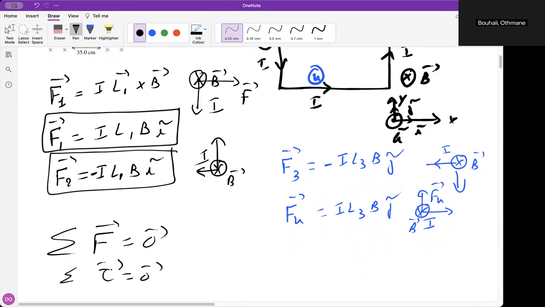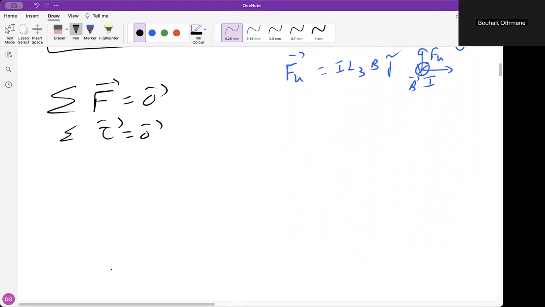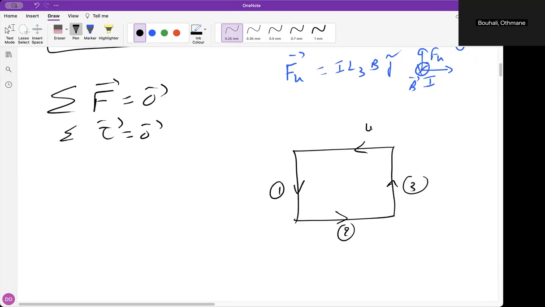Okay. Now, let's assume another case where we have the same circuit, with I here. This is side 1, side 2, side 3, and side 4. And for example, let's assume I have the magnetic field going to the right. So this is the current. Now you can see that for F2 and F4, those are equal to 0. The forces are equal to 0 because the current is either parallel or anti-parallel to the magnetic field.